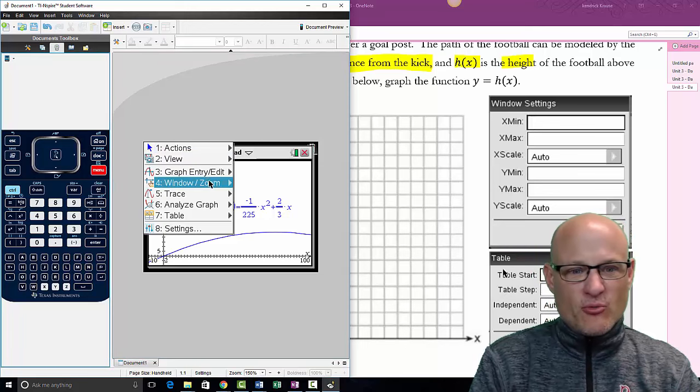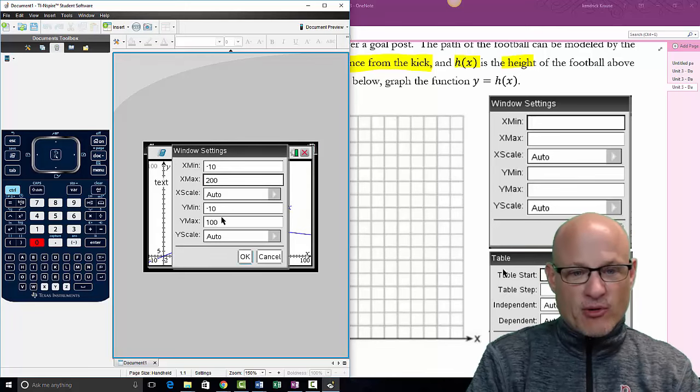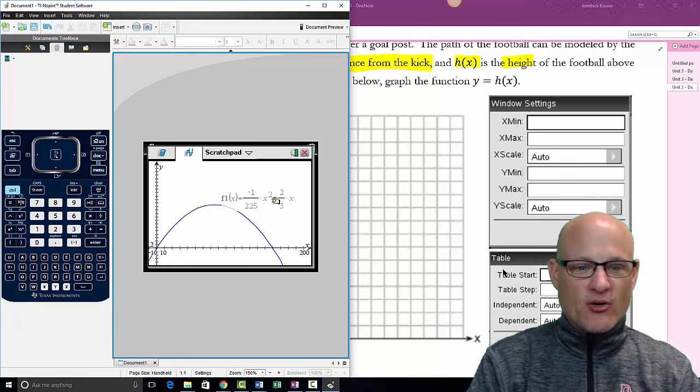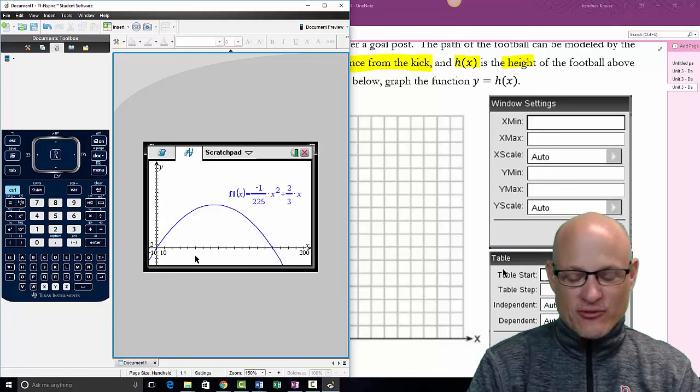So menu, window, trace. Sometimes you don't get it right the first time. You've got to be careful of units. Let's try 200. Maybe that's a good number. And we decided this was too big, so let's go back to 50. And there we go. All right, so I can see the entire curve now.